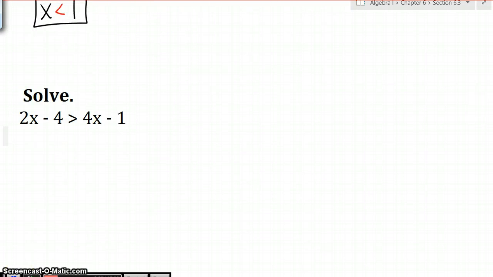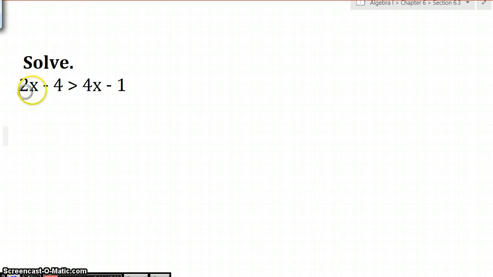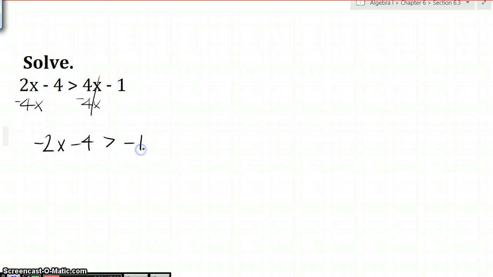So here's an example with a couple more steps than the last problem had. I have x's on both sides, so my first goal is I need to get the x's together. So I'm going to move this 4x over here with this 2x. So they cancel over here, and on the left side I have negative 2x, still have the minus 4, still greater than, and on this side I have a negative 1. Now I'm getting x by itself, so I need to move the 4. I'm going to add it to the other side. So I have negative 2x is greater than a positive 3.